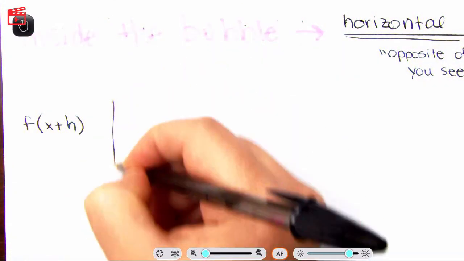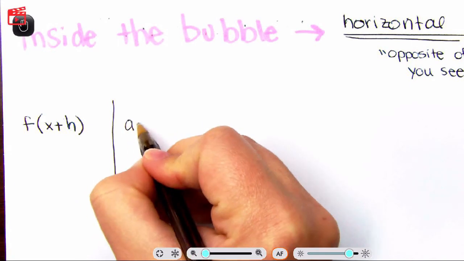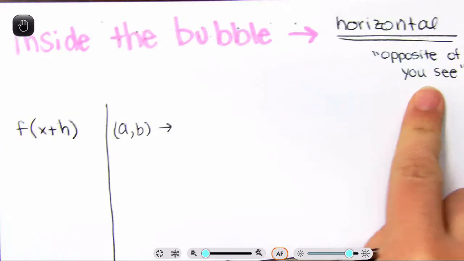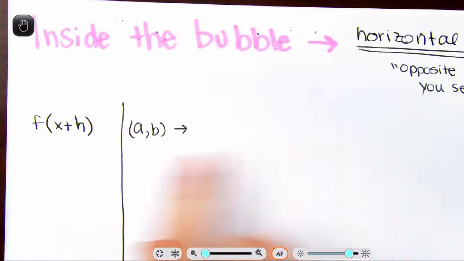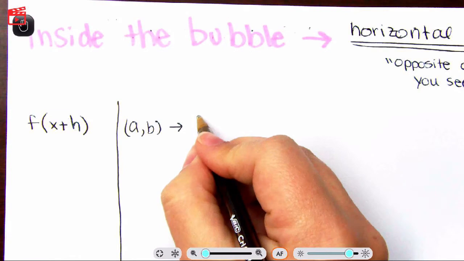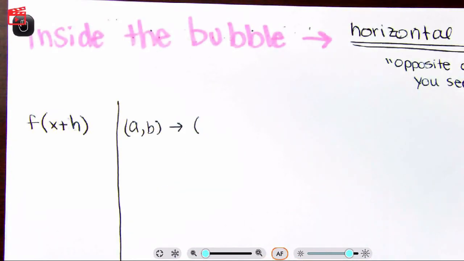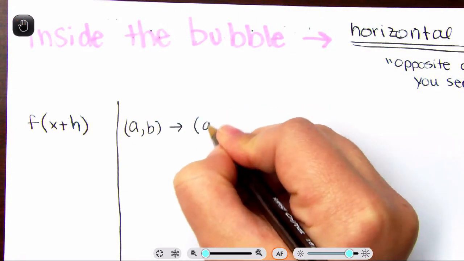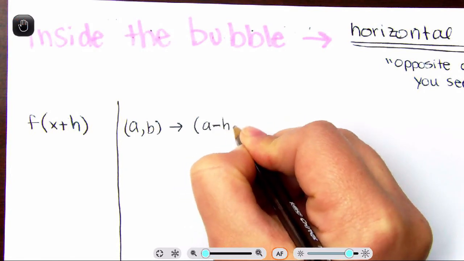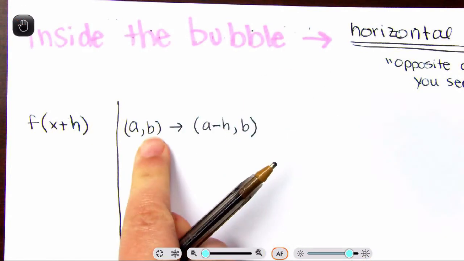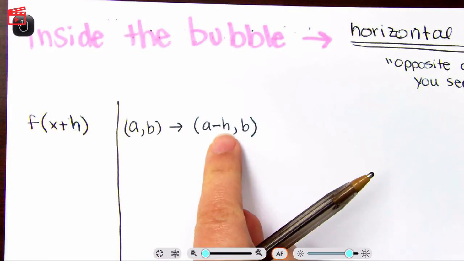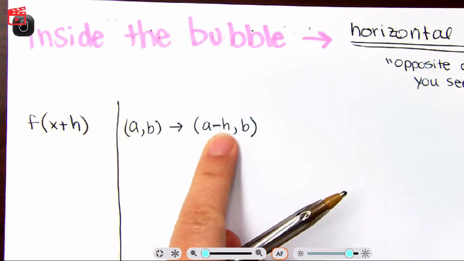So how does that affect our points? If this is our point, a, comma, b, that's still our point. How does that change it? Well, here's what I see is opposite. Do you see how this is a plus h? We're actually going to do the opposite of what you see. So if you see a plus h for your horizontal, you're doing the opposite and you are subtracting: a minus h, comma, b. Now we're not using our b here because we're not doing a vertical change. We're only doing a horizontal change. And think opposite. If you see a plus, subtract.